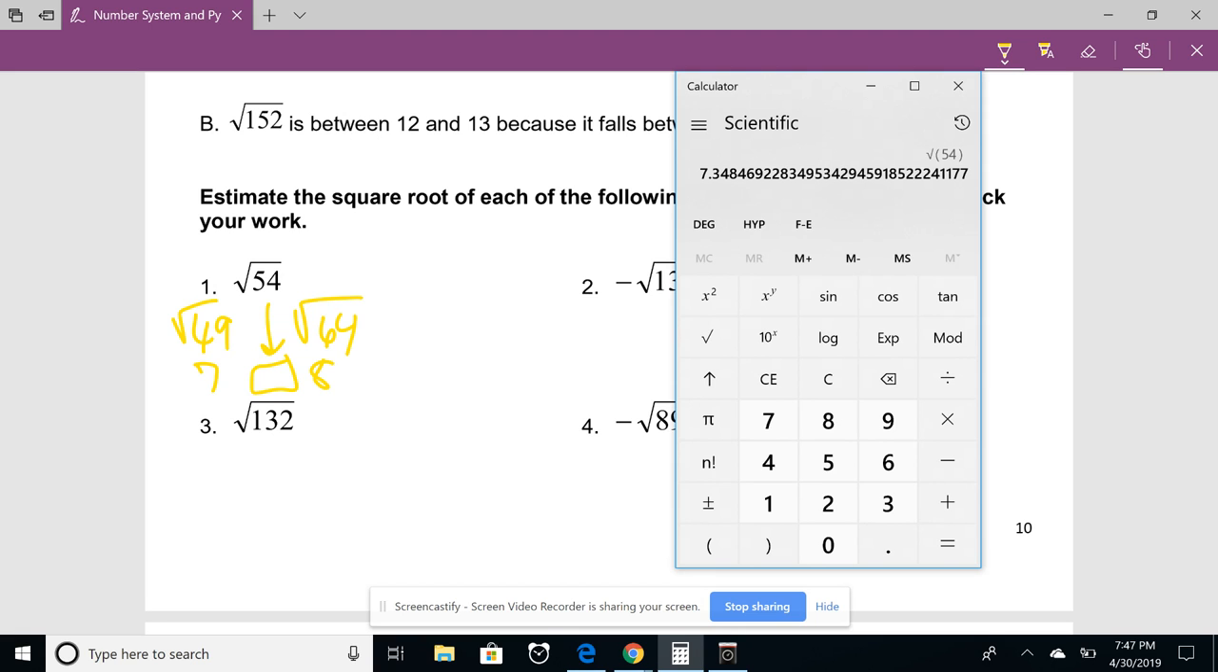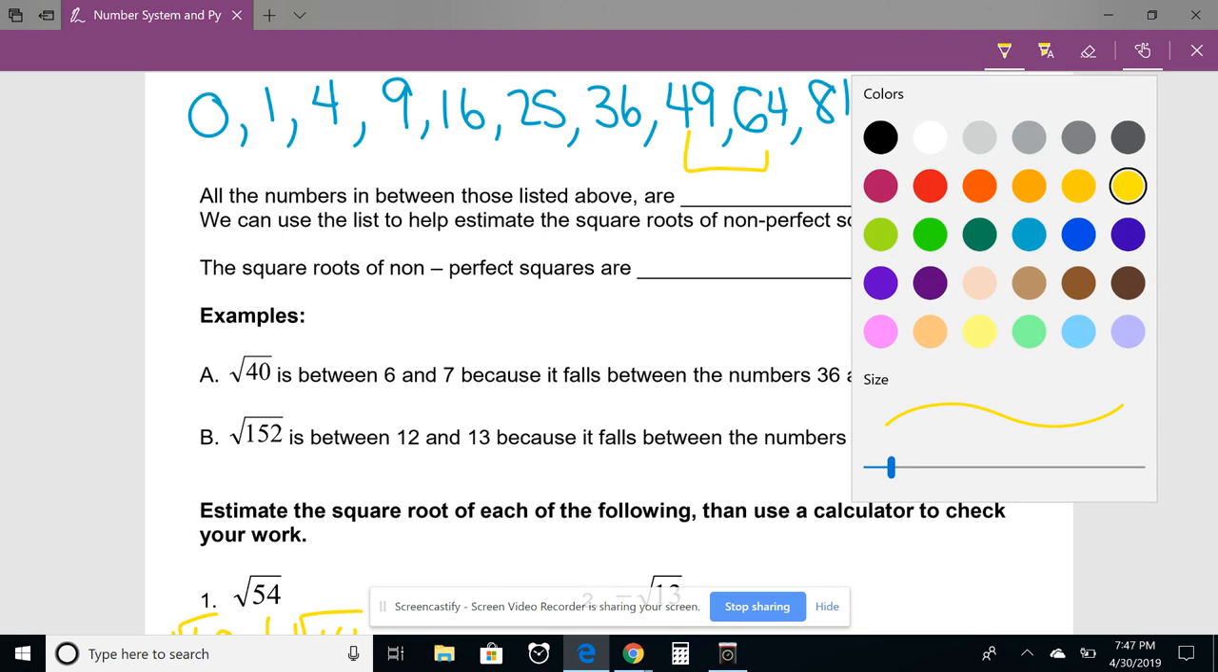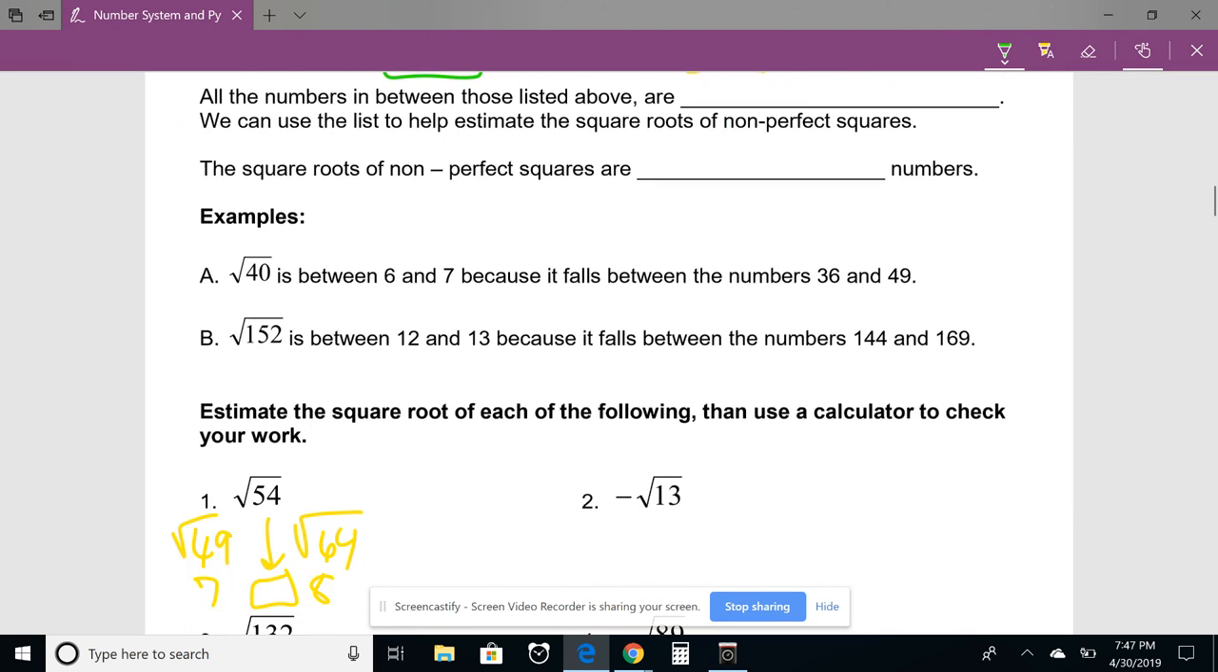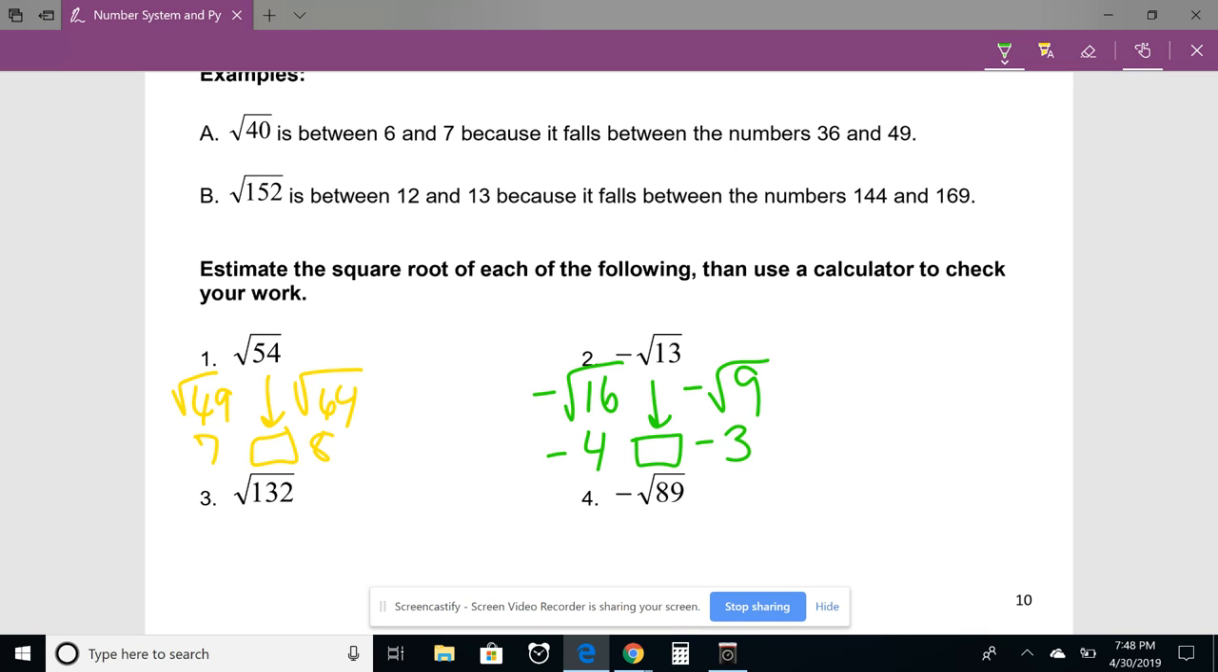Okay, let's look at negative square root of 13. All right, so 13 is in between 9 and 16. Now, careful with the negatives. I'm going to put negative square root of 16 first, and negative square root of 9 next. All right, so square root of 16 is 4. So this number is in between negative 4 and negative square root of 9 is 3. So it's probably going to be like negative 3.4, negative 3.5, somewhere around there.